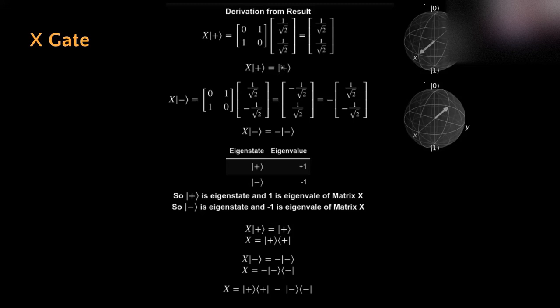ket plus is +1. And when we apply X gate on ket minus, we get ket minus back without any rotation, but with a negative sign because of the scaling. So the eigenvalue is -1. And this is the result. Ket plus is the eigenstate with +1 eigenvalue, and ket minus is an eigenstate with -1 eigenvalue.